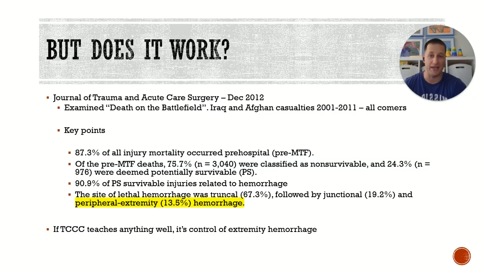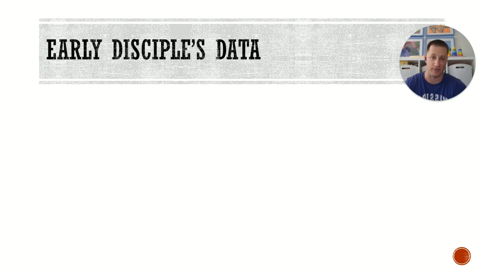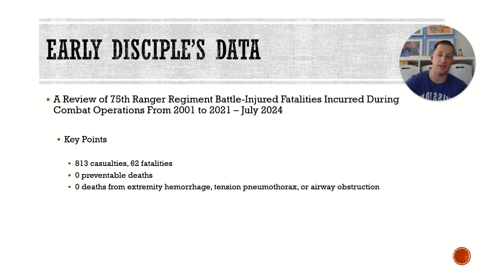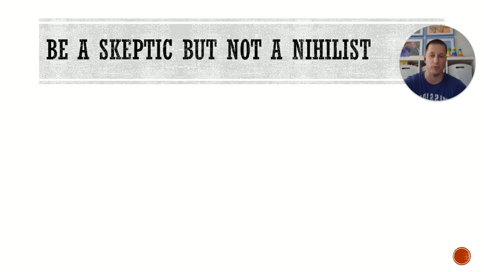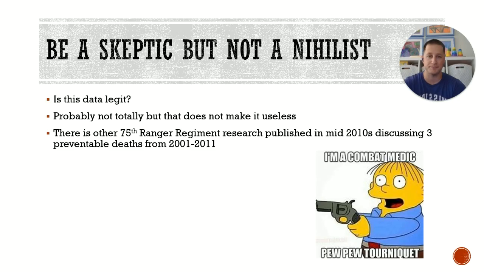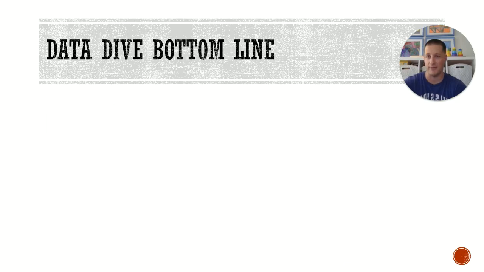This other one has 24% of the people with potentially survivable injuries, 13.5% of extremity hemorrhage. I mean, that's like a wild number. Whereas I think this other number, 0 deaths from extremity hemorrhage, tension pneumothorax, and airway obstruction, is a way more reasonable claim than 0 preventable deaths. Cool. This is what I think when everybody tells me they're a combat medic. I'm a combat medic, pew pew, tourniquet. Okay. Again, the memes are for me.